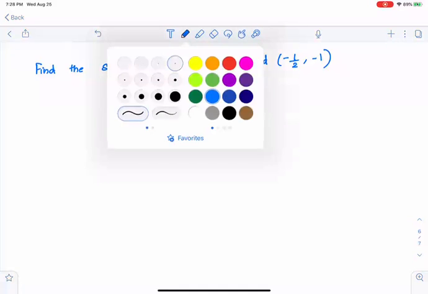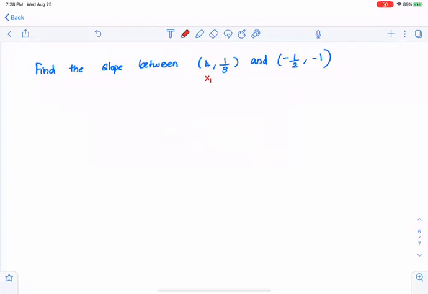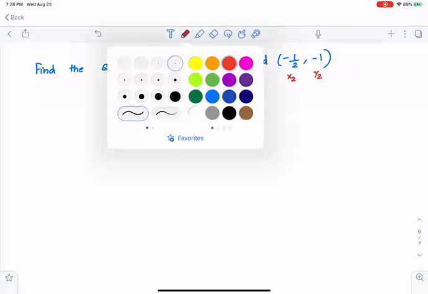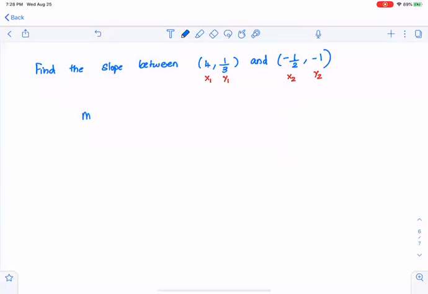So we have 2 points, x1, y1, x2, y2. And the formula for the slope is y2 minus y1 divided by x2 minus x1. y2 is negative 1. y1 is 1/3, so we have minus 1/3. The entire thing divided by x2, minus 1/2, minus x1, we have minus 4.